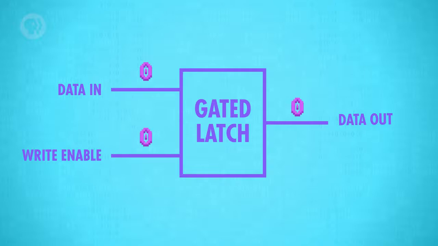If we toggle the data wire from 0 to 1 or 1 to 0, nothing happens. The output stays at 0. That's because the write enable wire is off, which prevents any change to the memory. So we need to open the gate by turning the write enable wire to 1.